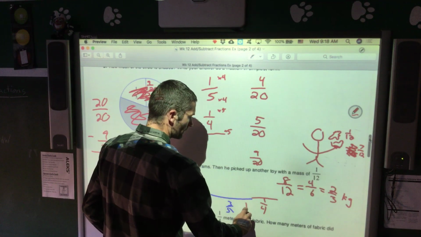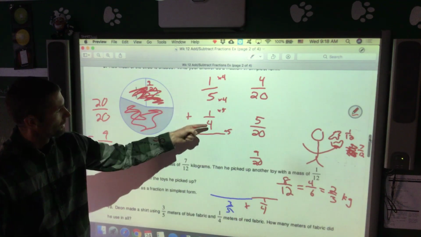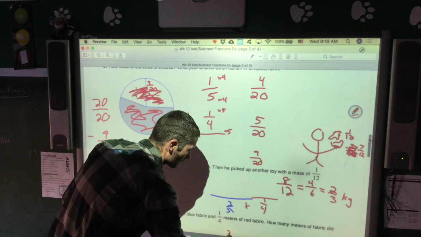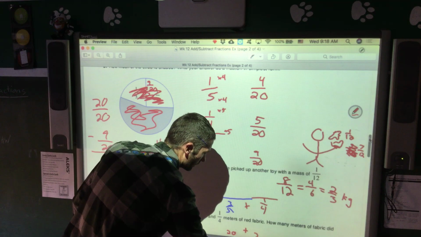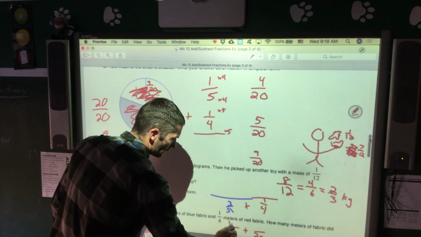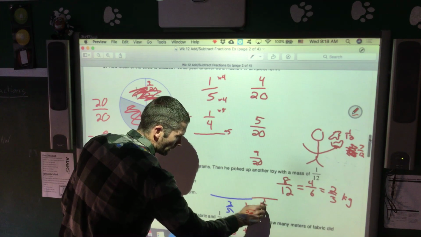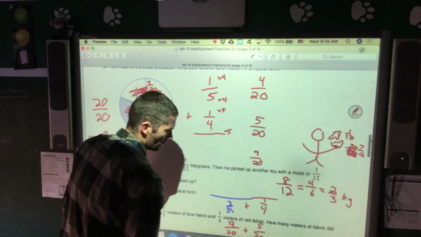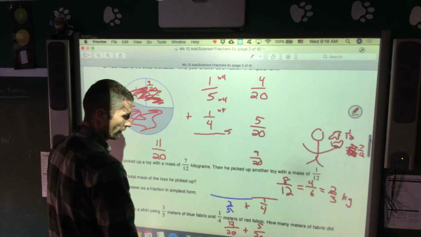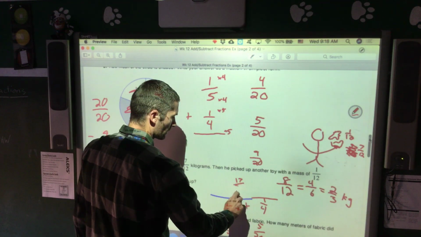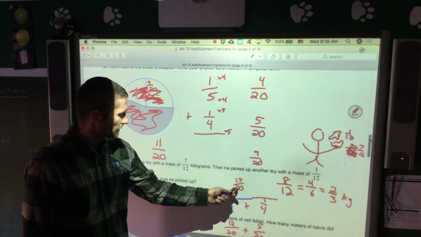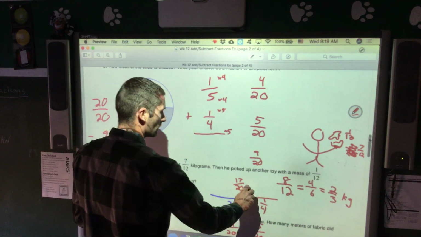We need a common denominator. Good thing we've done all these problems, we found the common denominator for 5 and 4 would be 20. So let's change these into 20ths. 5 times 4 is 20, 3 times 4 is 12, 4 times 5 is 20, 1 times 5 is 5, so 12 20ths plus 5 20ths is 17 20ths. We cannot simplify that. 17 is prime, 17 20ths meters.